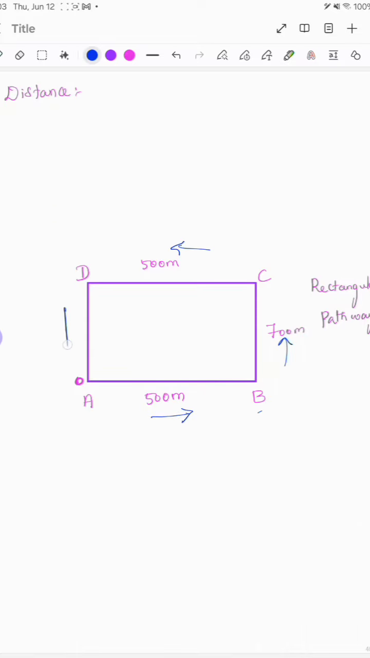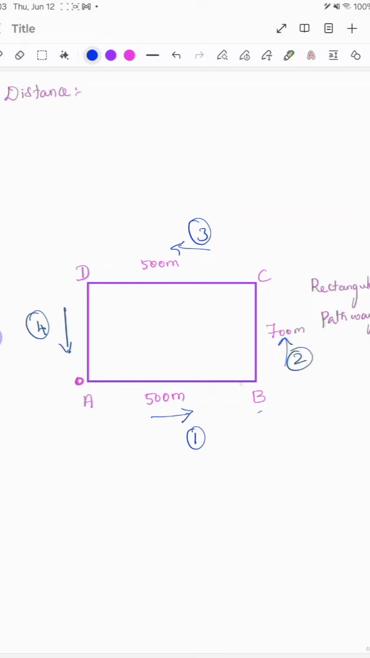D, and then D to A. So 1, 2, third path, and this is your fourth path. You are again coming back to the position A. So what is your distance traveled? Total distance traveled is the length.